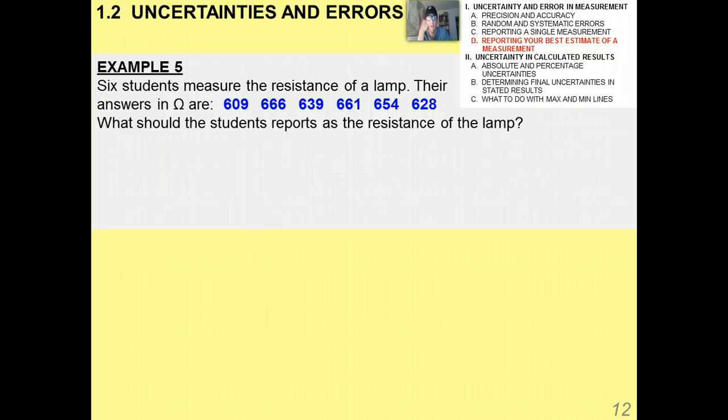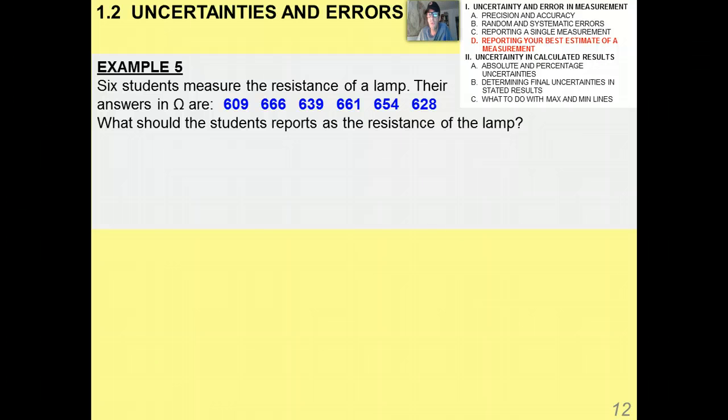Okay, so we have 6 different students measuring the resistance of the same lamp. In ohms, these are the answers. There's quite a range, okay? So how do we know which one's right? Well, it could be possible that none of them are right, okay?